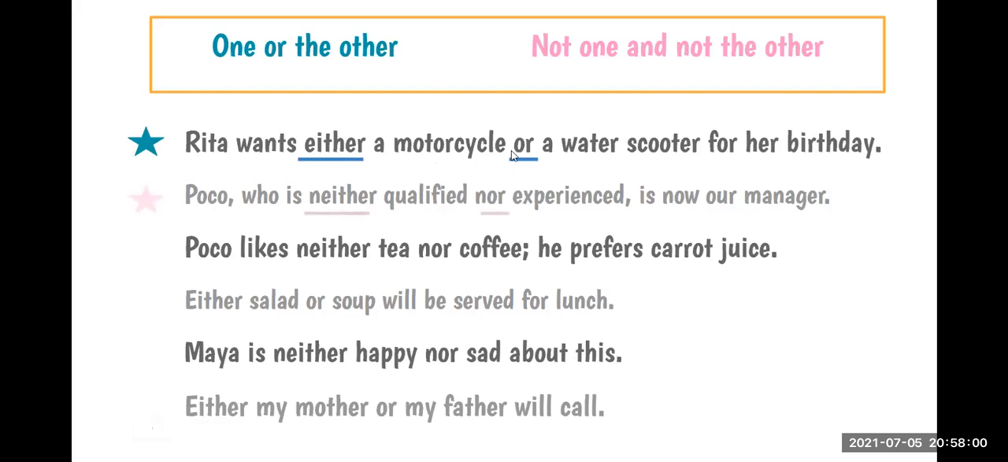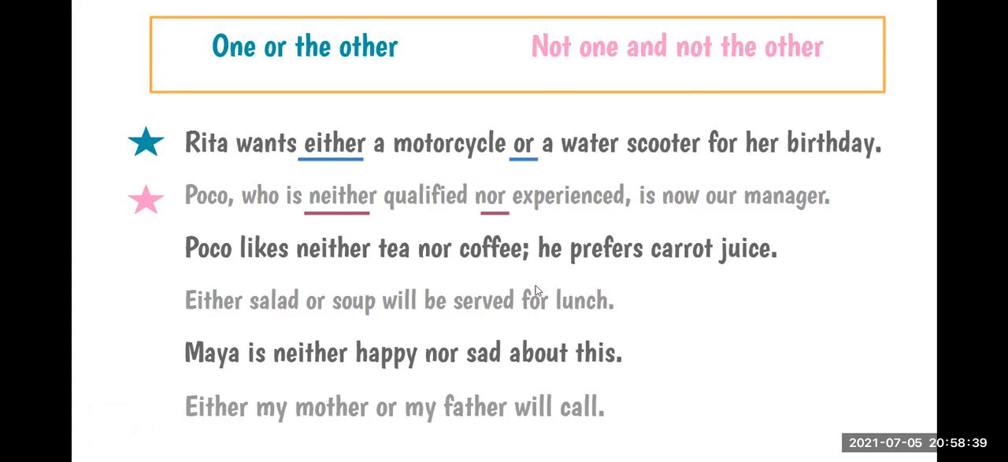What about the next one? Here we have: Poco, who is neither qualified nor experienced, is now our manager. As you can see, in this sentence, we are using not one and not the other, not qualified and not experienced. Okay, what about the next one? Poco likes neither tea nor coffee. He prefers carrot juice. What are we using here? One or the other, or not one and not the other?